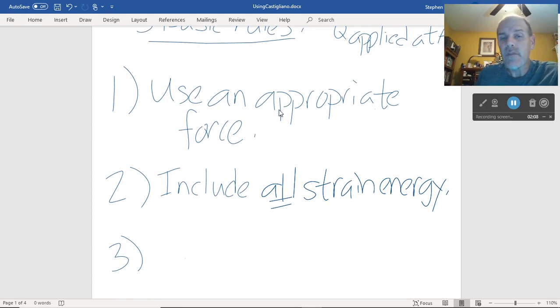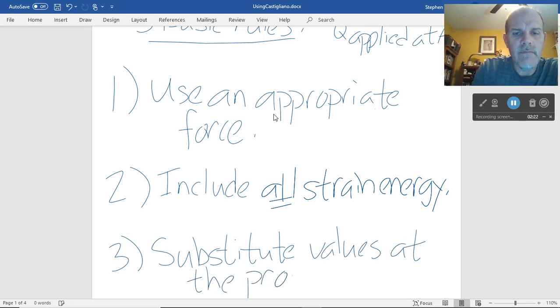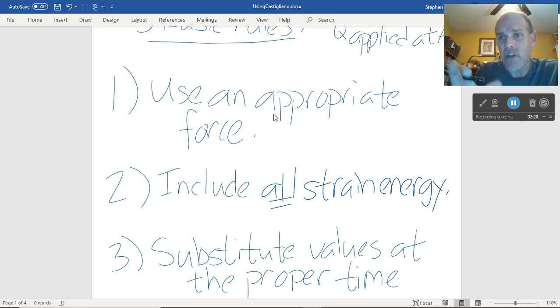Okay? And the third thing is substitute values at the proper time. There isn't just one time to do this. I don't want you to think if you do it too soon or if you do it too late, you're stuck, right? It's not that bad. You just got to do it late enough, right? If you do it too soon, you're in trouble. You do it late enough, fine, right? You can do it anywhere between a certain point and when you get to the end, right? Just can't do it too soon. All right, so let's look at each of these.